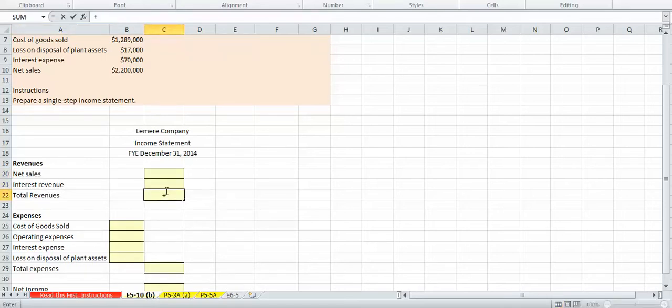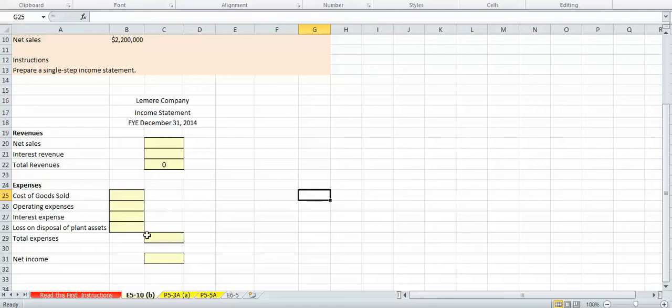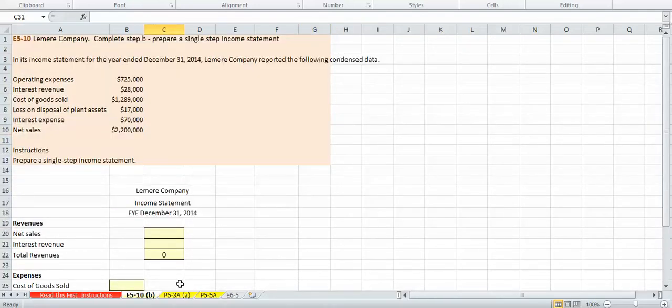And how you do that is just hit the plus sign, left mouse, plus sign, left mouse, enter, and that'll automatically add up. See, there's a formula. Same thing, do that with total expenses and with net income. That's a pretty easy problem.